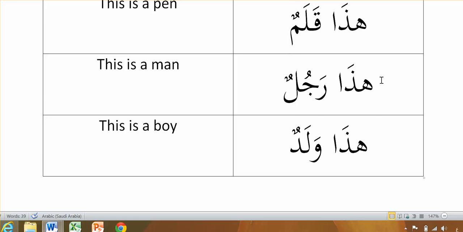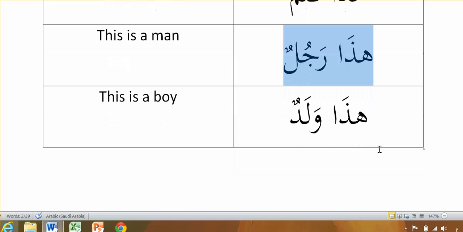Let's form another word. هذا رجل. هذا رجل. رجل. This is a man. هذا ولد. هذا ولد. This is a boy. Okay.